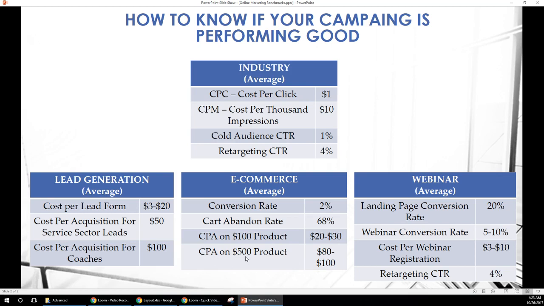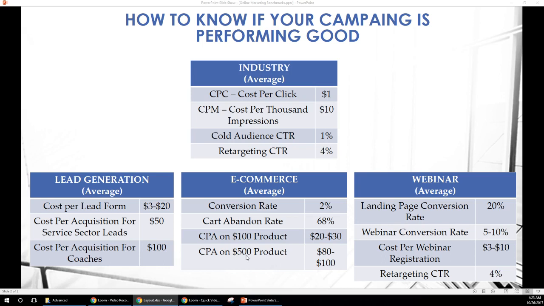Cost per acquisition on a $500 product is 80 to 100. CPA on a $500 product is 80 to 100, and here we're getting 5 to 1. And I apologize, the ratio on the previous one is 3 to 1 and not 2 point something. It's actually 3 to 1. So here the ratio is 5 to 1. So we need to invest around $80 to $100 in order to sell one $500 product. Just know that these are the benchmarks.